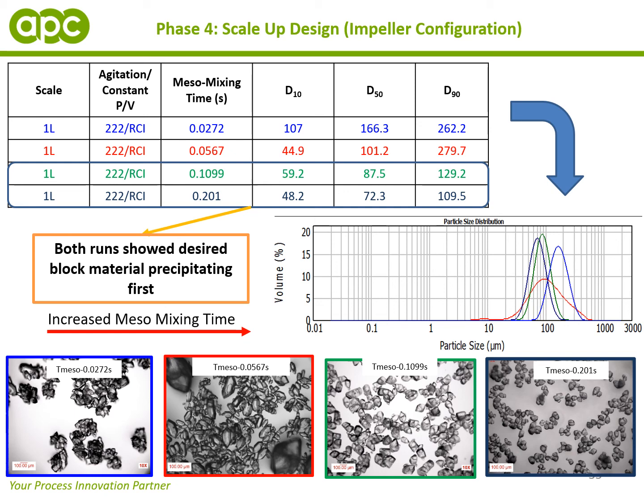But you can see that when meso mixing times greater than 0.1 were targeted, the final morphology varied very quickly once that was increased. So you can see when a time of 0.1099 seconds was targeted, we got this nice uniform block material, and there was no evidence of needles precipitating initially. But when we actually increased that further, even though the material was relatively uniform, it started decreasing in size, which is not what we wanted.